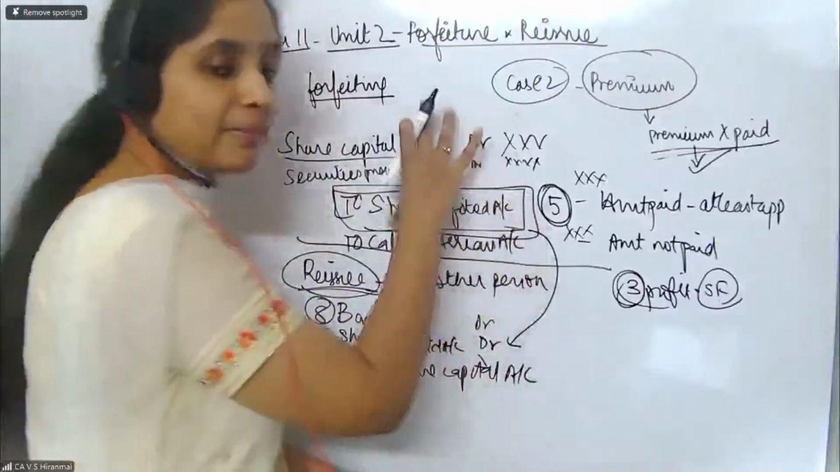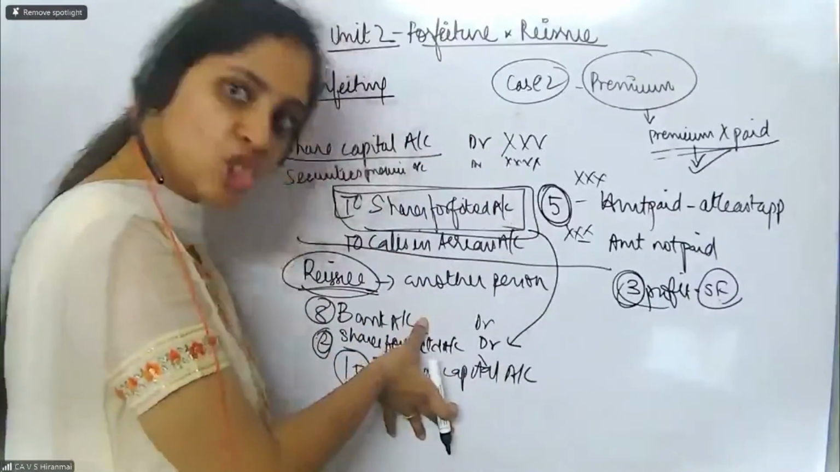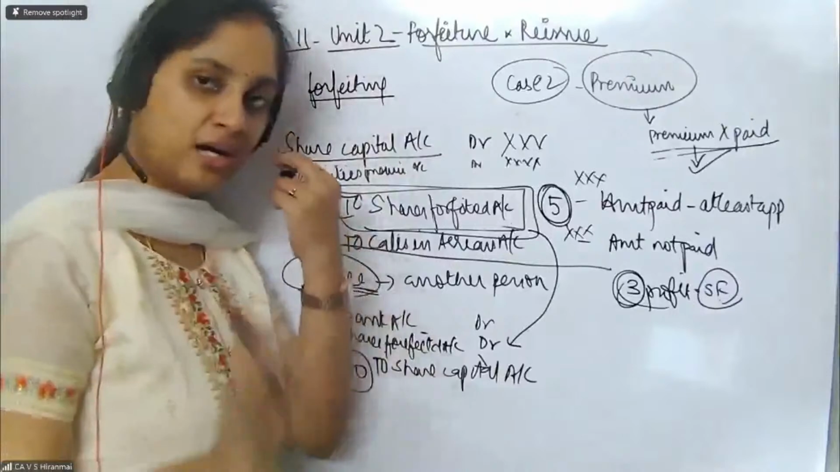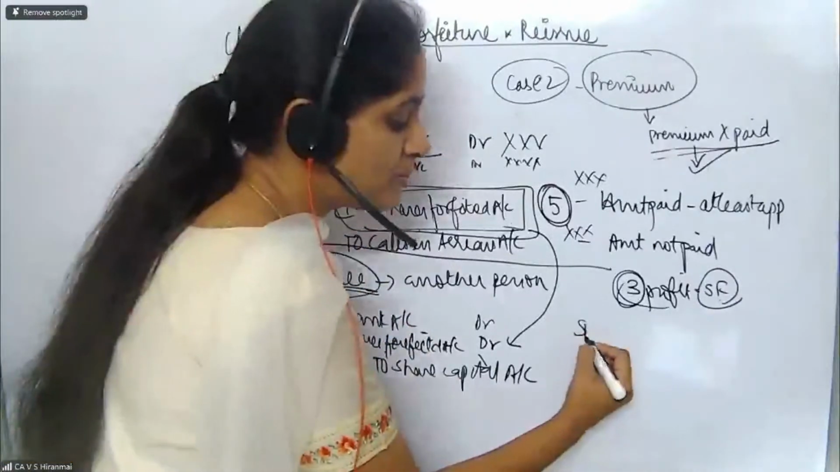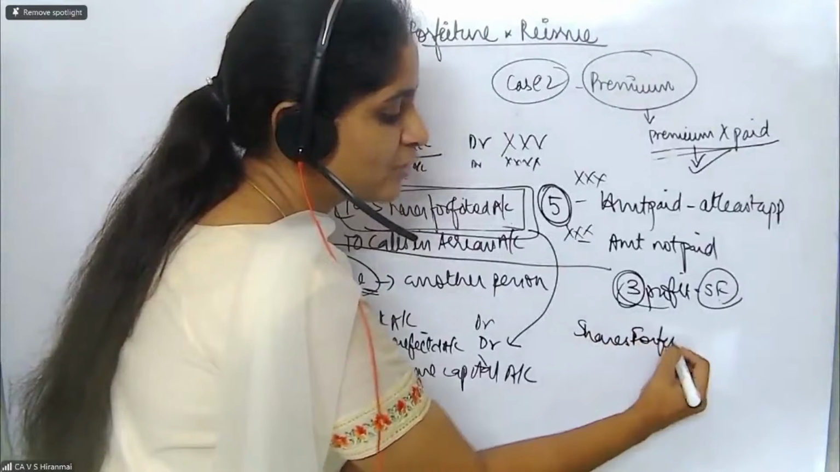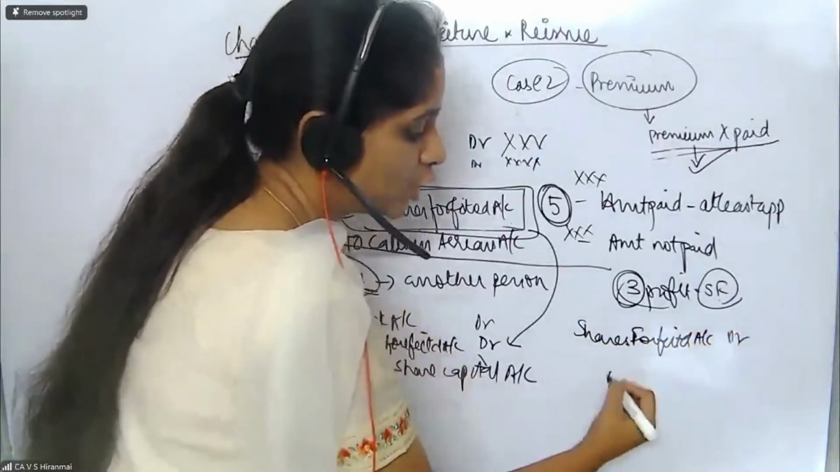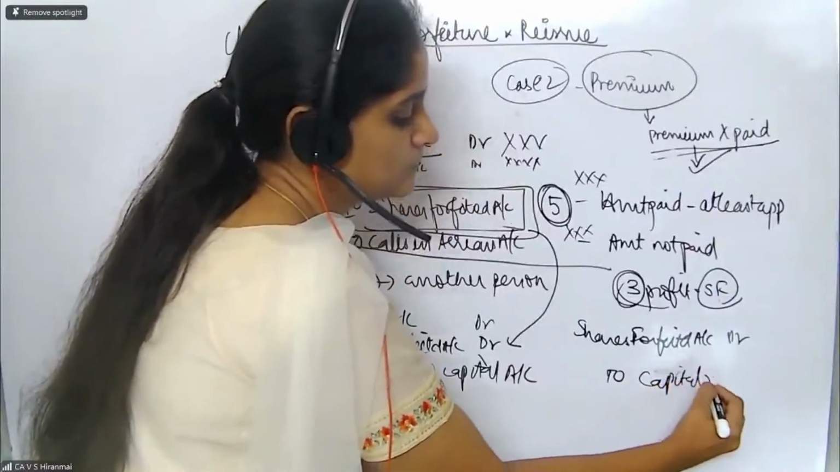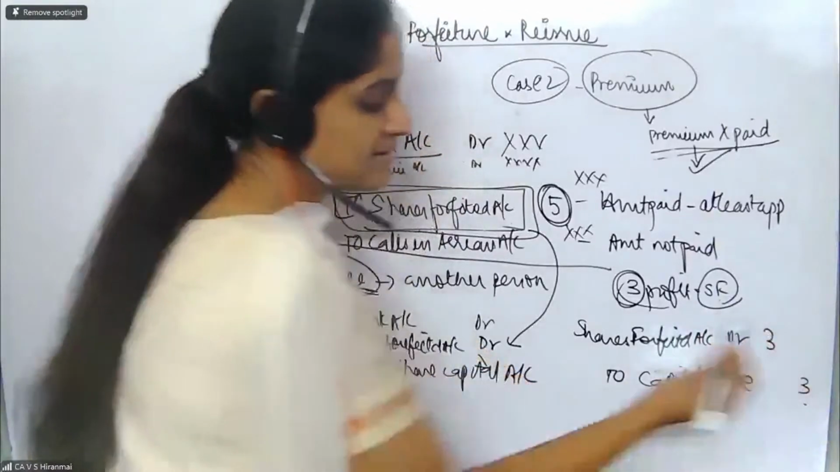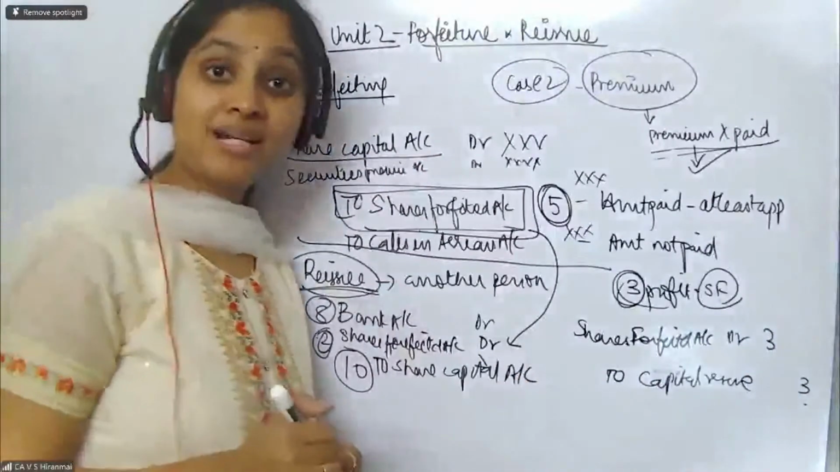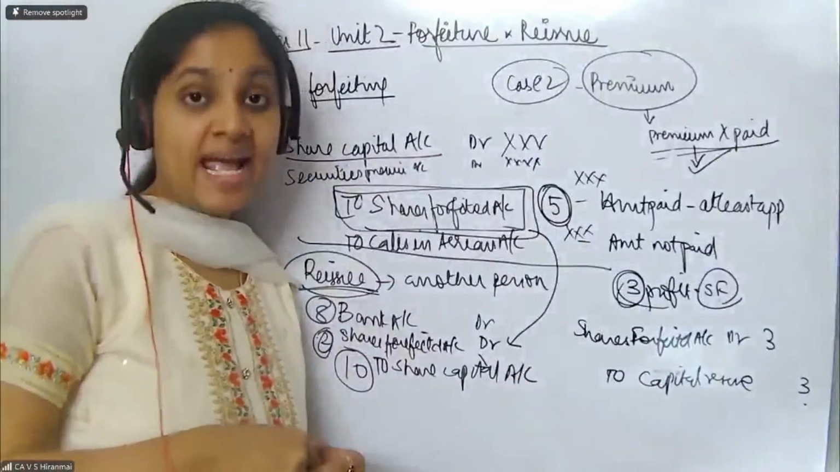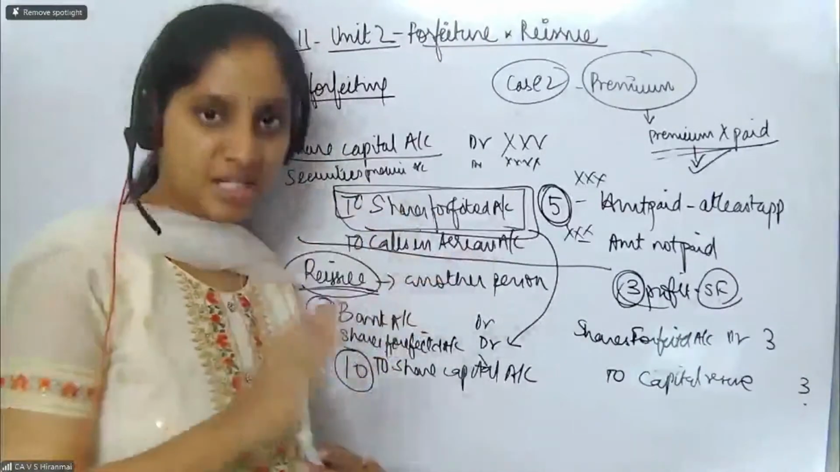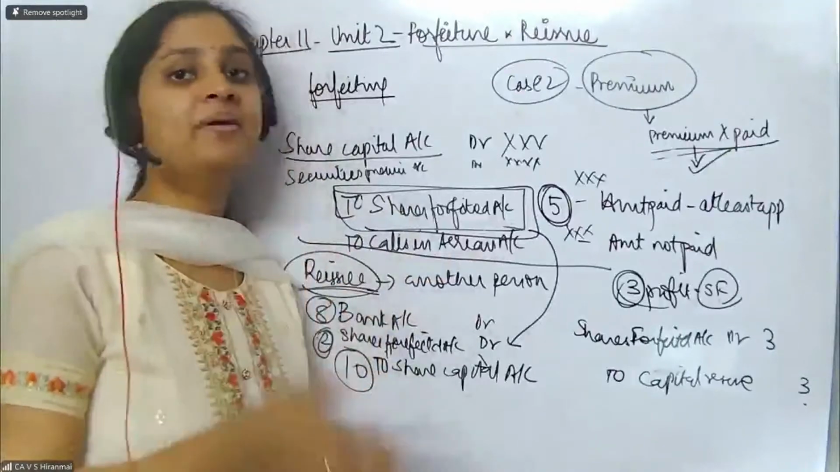So the last entry, after passing the forfeiture entry and the reissue entry, you are supposed to check if any balance is remaining in the shares forfeited account. If it is remaining, then you should pass one last entry: shares forfeited account debit to the capital reserve. This is the profit that is transferred. Why, madam, capital reserve? Because capital reserve records all the capital profits made. And when the shares are forfeited and you get a profit after the reissue entry, you should take it to the capital reserve account.